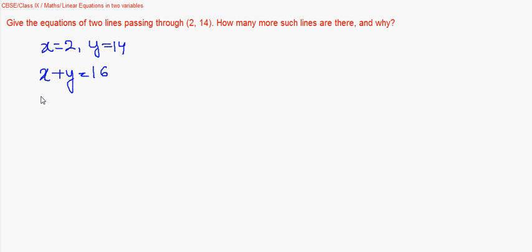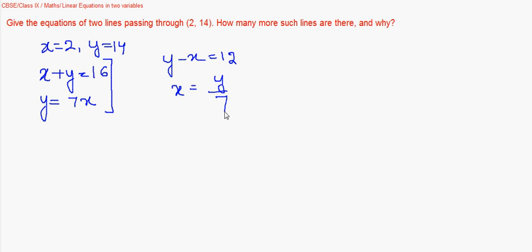I can also write y is equal to 7 times x, so it's 14 equals 7 times 2. Now we were asked to give two equations, and we are done with that. Now, how many more such lines are there and why? We can also write y minus x is 12, or we can simply write x is y by 7, and we can continue finding many more such equations.